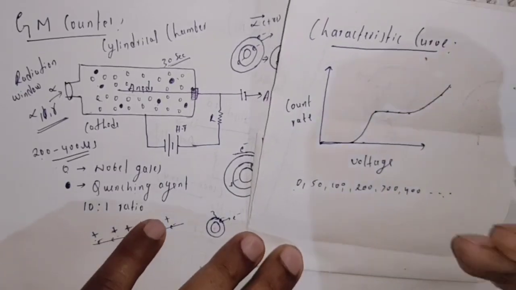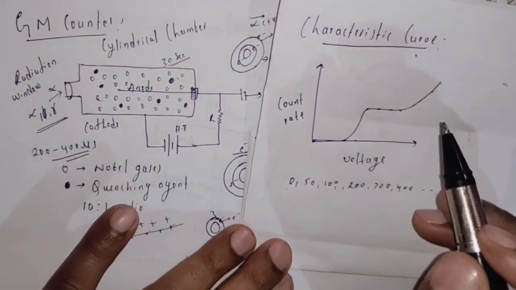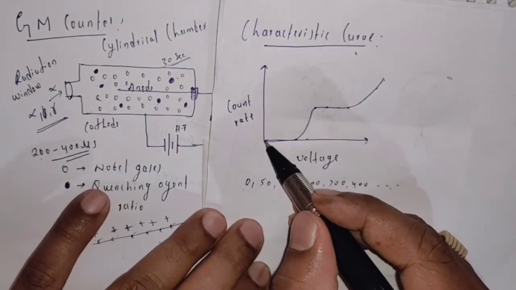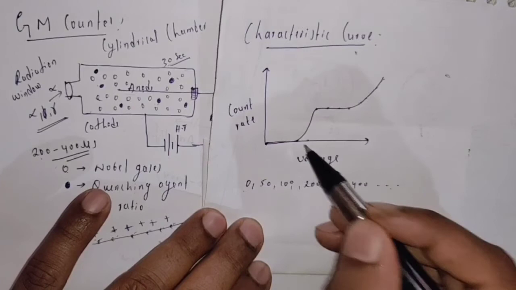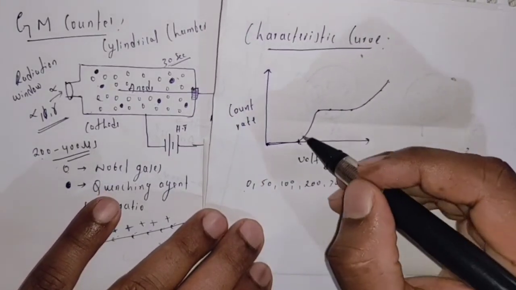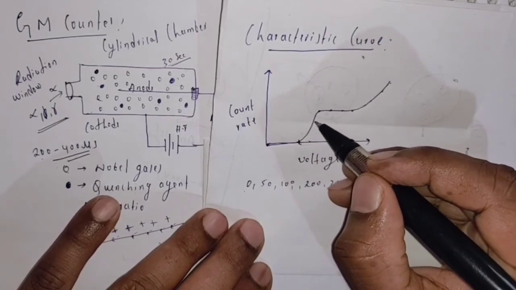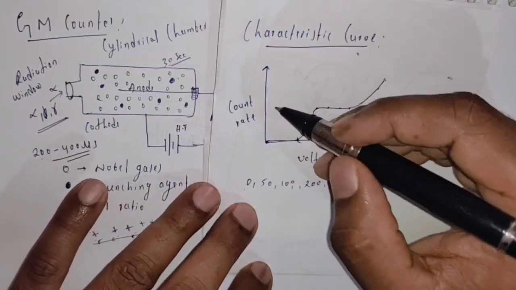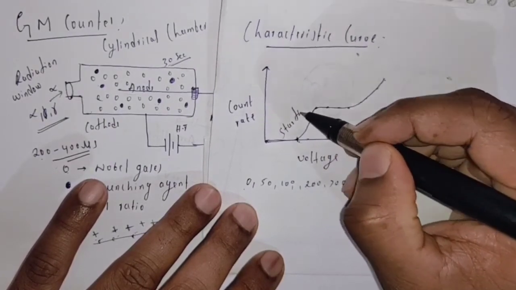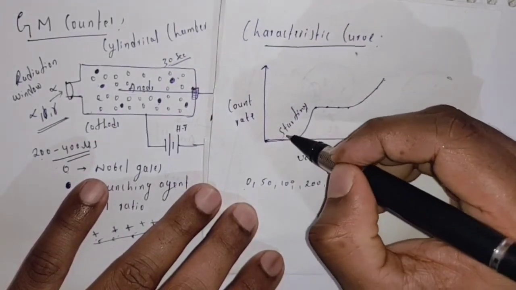This is the characteristic curve for the GM counter. Here we observe that from 0 to a certain voltage we observe 0 counts. At this point we observe some number of counts in the GM counter, and we call this point the starting voltage point.